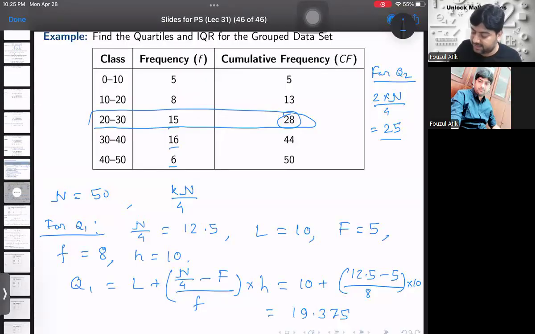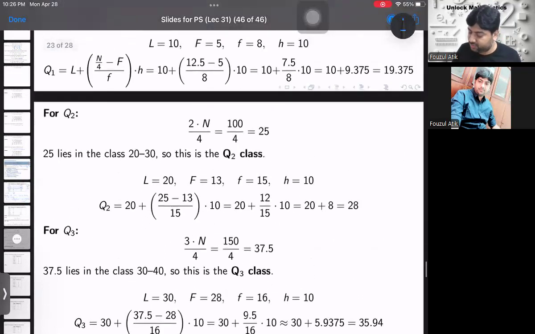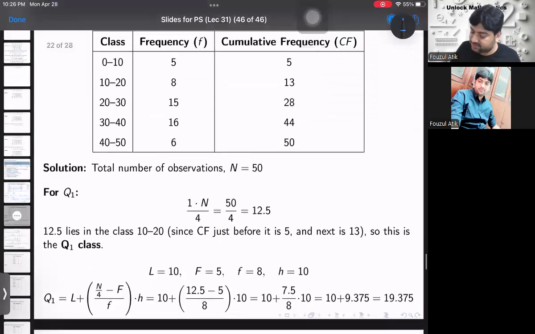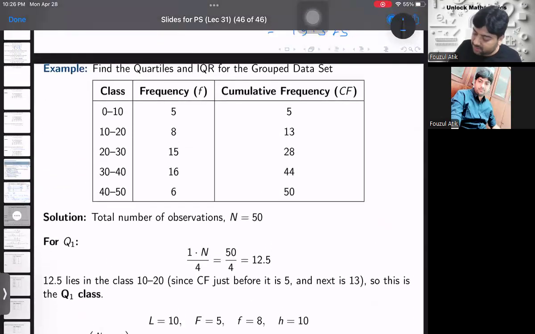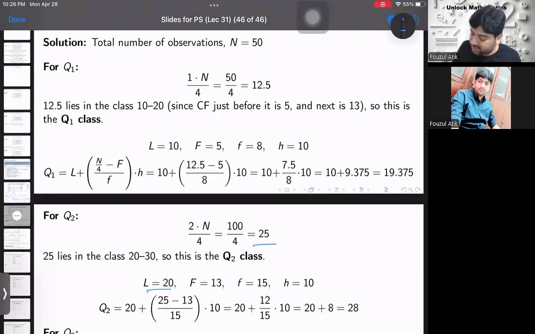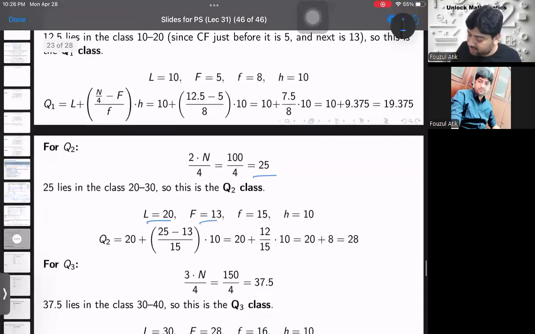Then the same way, what is L here? L is equal to 20. What is F here? The cumulative frequency, 15 plus 13 plus 5. Yes, in Q2 it is the 25th one, so the quartile class is this class. L is equal to 20. F is equal to the cumulative frequency before that, so 13 plus 5, it is 18.